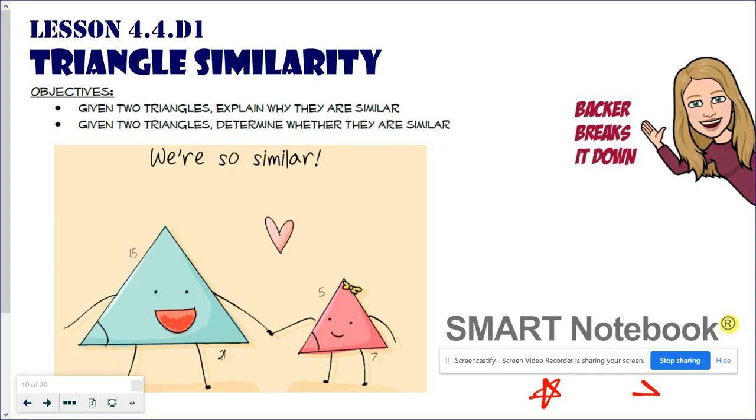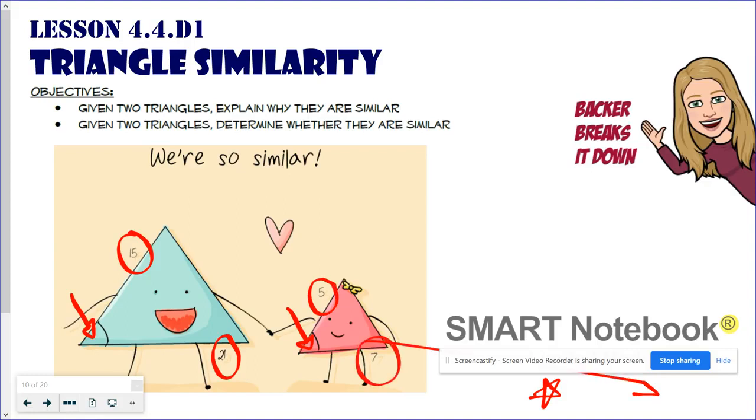Okay, so what I notice is these arc marks here. And these arc marks are indicating that those two angles are congruent. So I have a pair of congruent angles. I've also been given information about two pairs of corresponding sides. In the blue triangle, I know that that side's 15 and this side is 21. And in the pink triangle, we have 5 and 7.